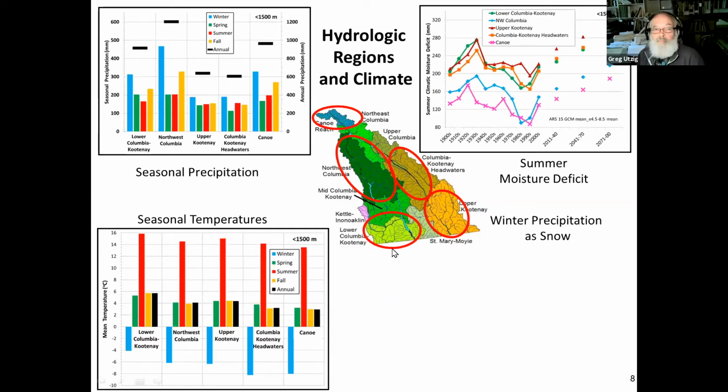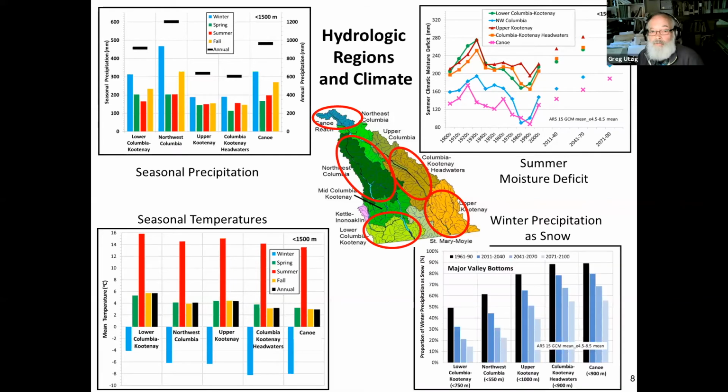There's also changes in this summer climatic moisture deficit. In other words, how much water is taken out by evapotranspiration, which is what's available coming in as precipitation. And in this case, you can see these are projected to increase dramatically over the coming decades, and they do vary across the hydrologic regions. And as Martin indicated in the slide for the Columbia Wetlands, the amount of precipitation falling as snow in the winter is also projected to decrease dramatically.